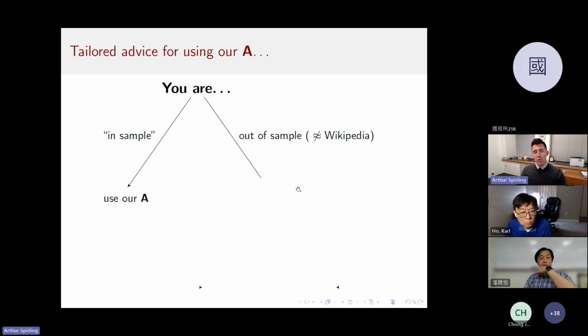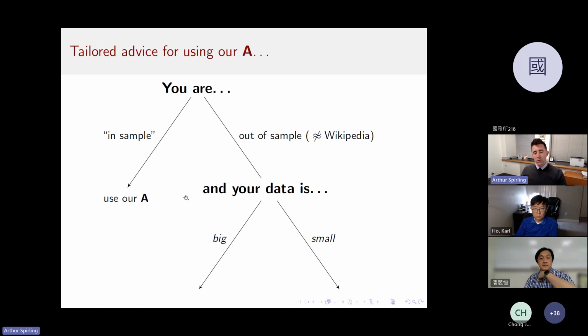So what should you do if using our transformation matrix and embeddings? If you have a corpus like Wikipedia, then go ahead and use our transformation matrix. If you don't, and your data is very big, then just go ahead and fit your own embeddings. And if it's small, probably fit ours and then just validate that it works.